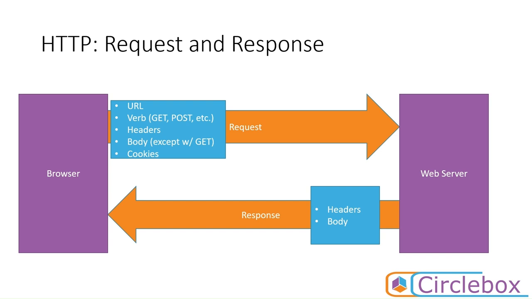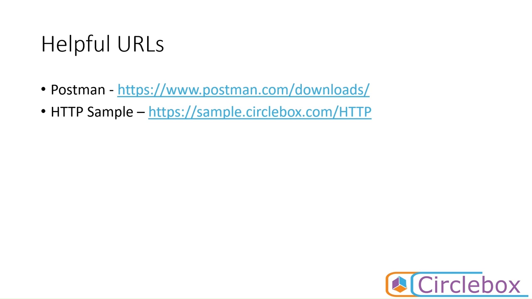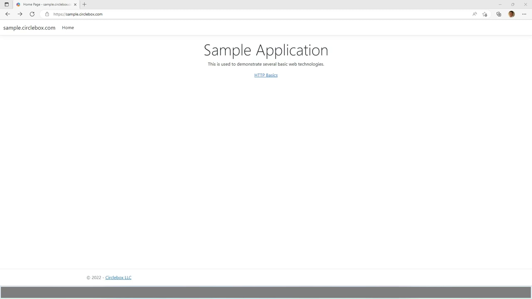So I've got a couple of URLs that we're going to look at here. The second one is an HTTP sample that I'm about to show on the screen. Postman is a useful tool for making HTTP calls outside a browser, so we'll talk about that a little bit as well. This application has some very basic web pages so that we can concentrate on just the fundamentals here.